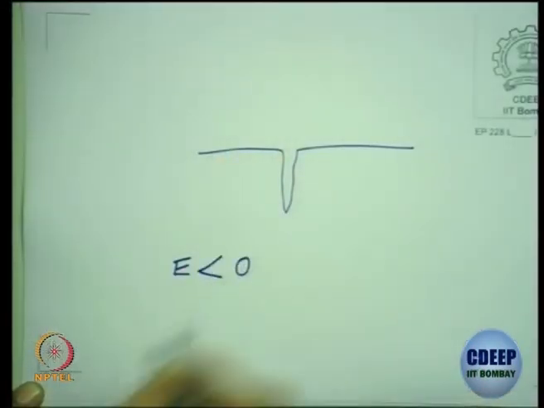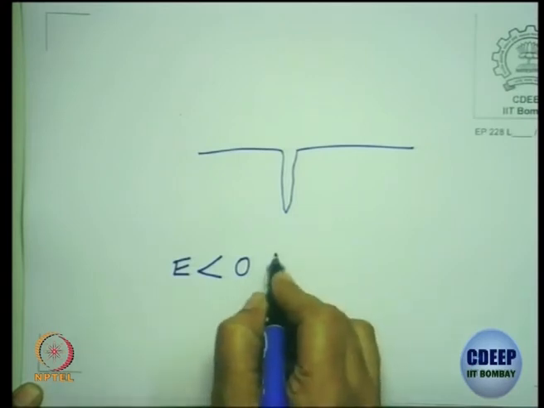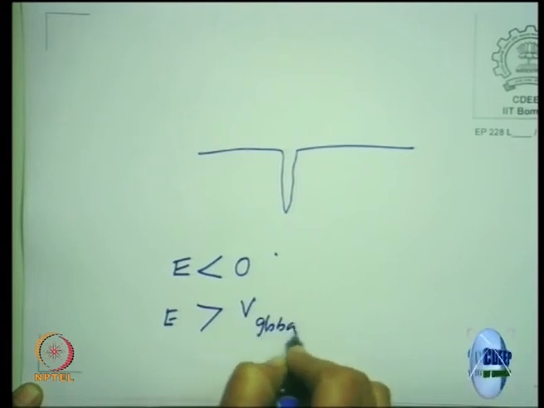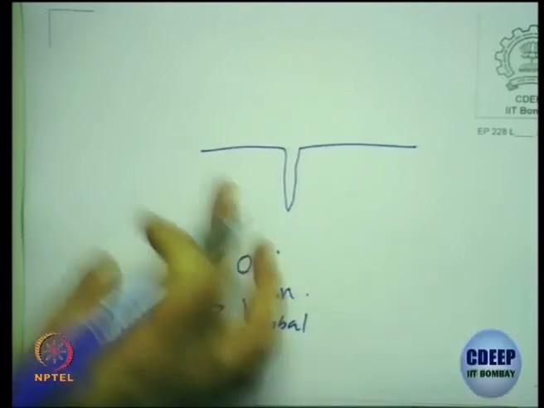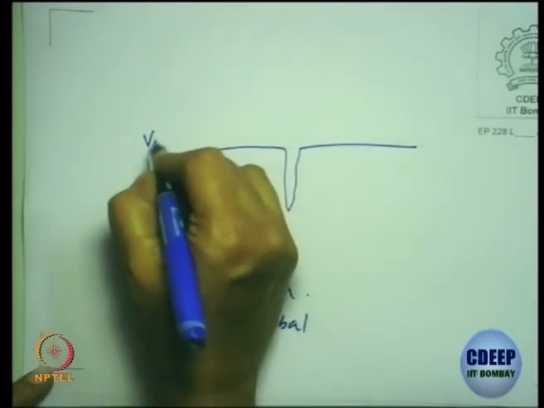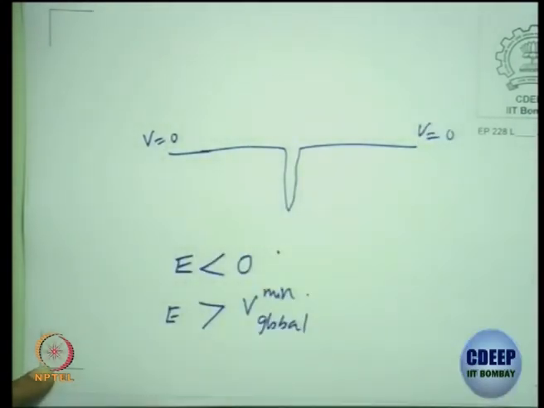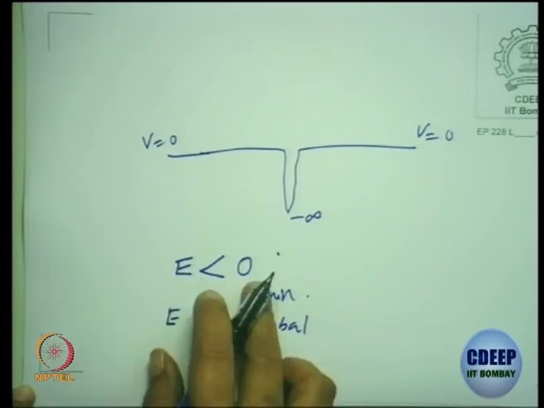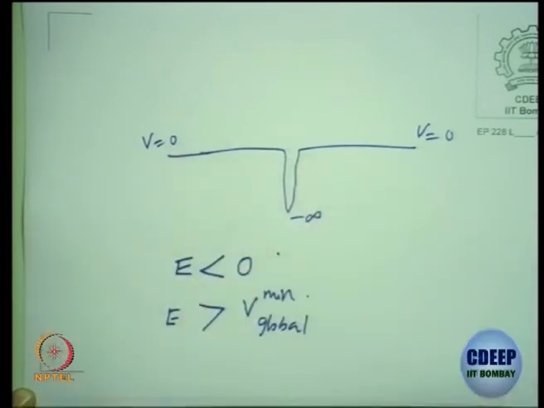Why are you confused? You have done it. It has a bound state, right? The energy will be less than 0, but it is definitely greater than V global minimum. You all agree? At plus or minus infinity, let us take the potential to be 0. The global minimum is minus infinity. For bound states, E should be less than V at plus infinity and V at minus infinity.